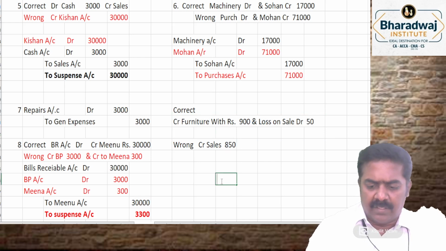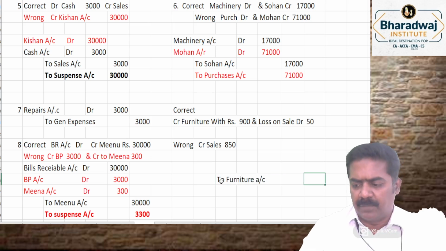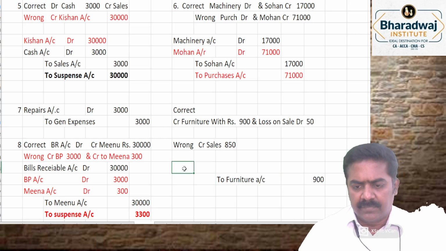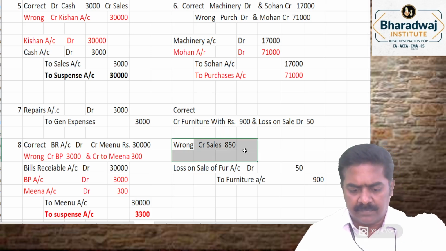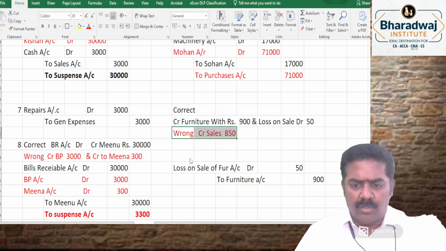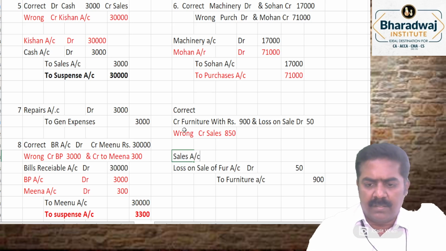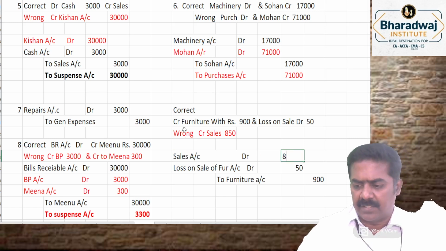So, credit the furniture. How much to credit? 900. What has to be debited? Loss on sale of furniture account debit. How much should you debit? 50. What was wrongly credited? Sales. How to remove that? Sales account debit 850. Cash is not affected because of this. There is no mistake in cash.